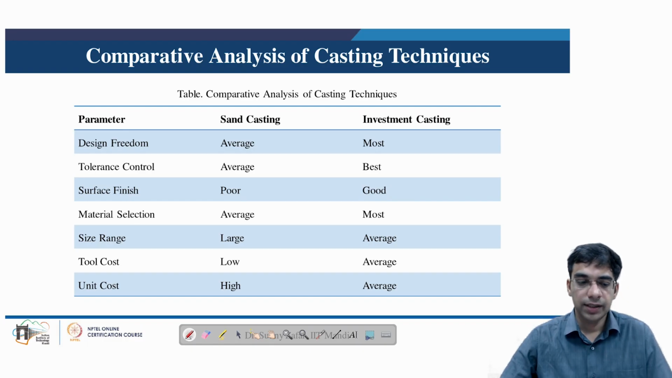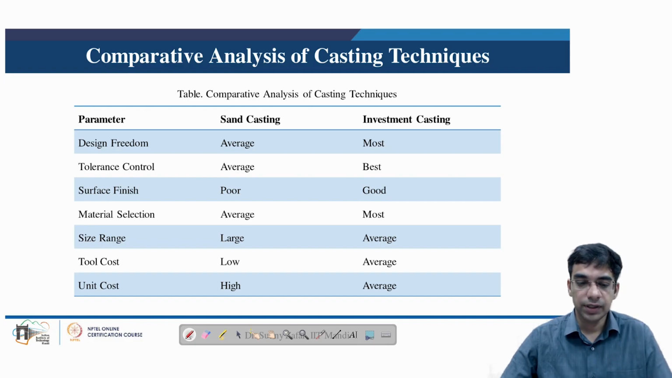If you look at the design freedom parameter, in the case of sand casting the freedom is average, while we get the most freedom with investment casting because of the presence of the wax pattern, which can be shaped into complex shaped products. Then we have the tolerance control. As we know, sand casting has poor tolerance control, whereas investment casting, because it utilizes the wax pattern, has the best tolerance control.